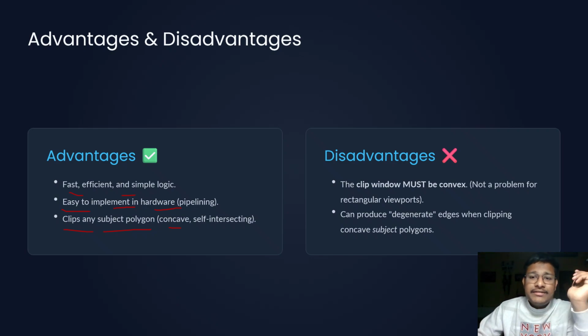But there are some disadvantages. The clip window must be convex. If the window is concave, there will be issues: it can degenerate edges while clipping a concave subject polygon. Degenerate means the edge which we are clipping on a concave window can be distorted, can be self-overlapped, or can sometimes have zero length. So there will be some major issues with concave subjects, but it works perfectly on convex subject polygons.